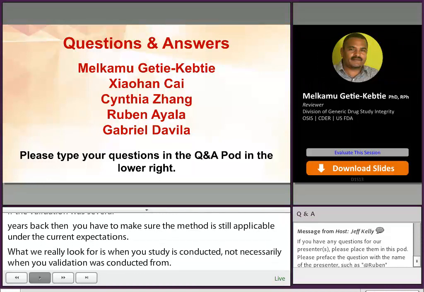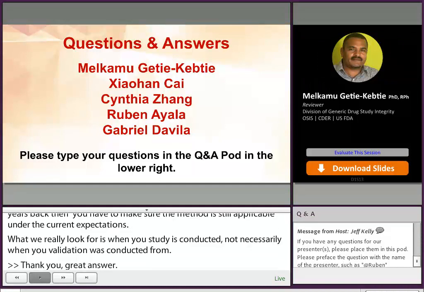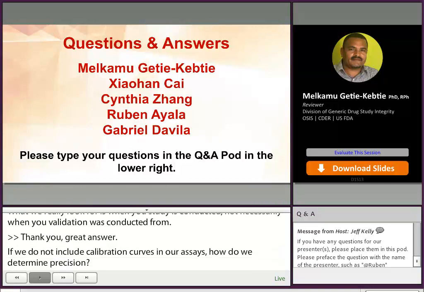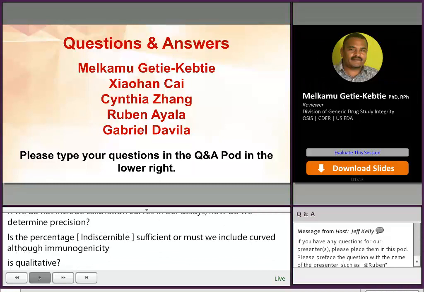If we do not include calibration curves in our assay, how do we determine precision? Is looking at variation, the percentage of CV between signals of the different wells, sufficient? Or must we include curves, although immunogenicity is qualitative? What do we do if the signals are highly variable at the high range controls? This affects titer repeatability.